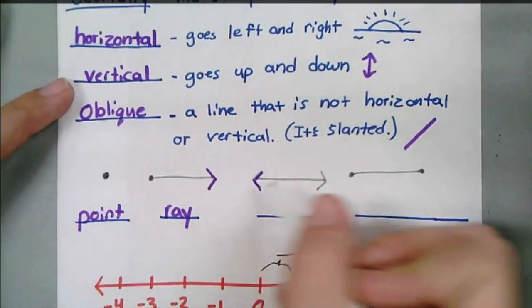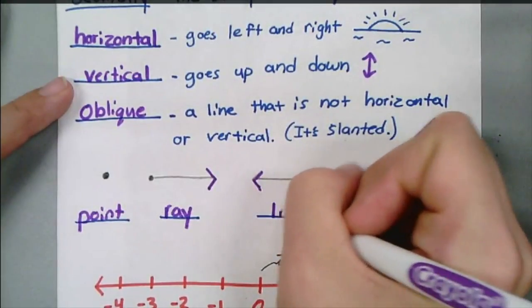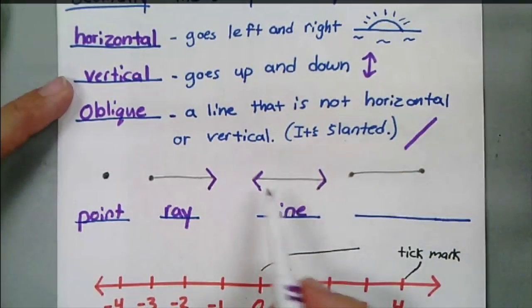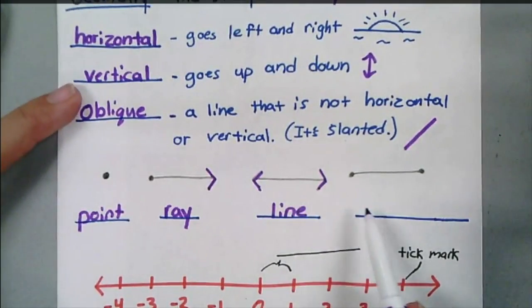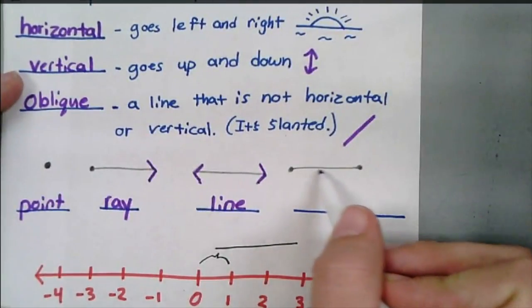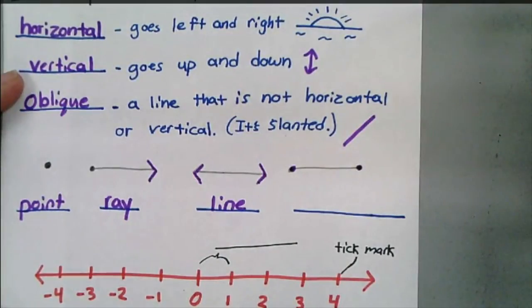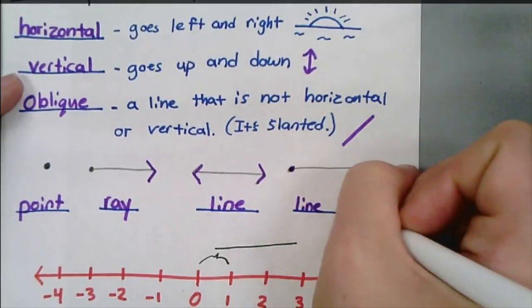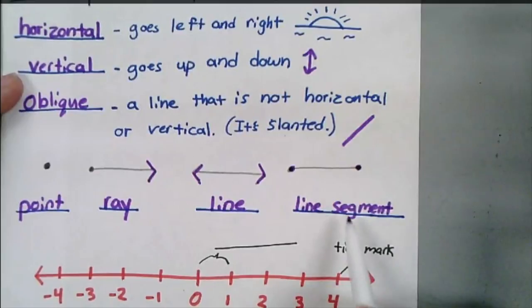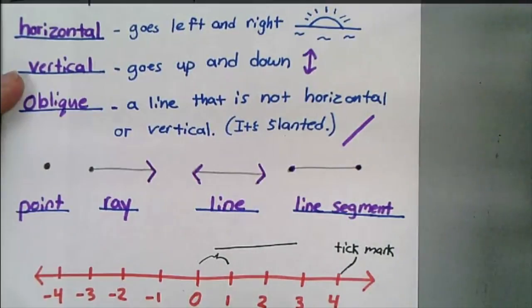If there's two arrows, then that is called a line. And lines go on forever in either direction. There's no stopping spot. What happens if we have a part of a line, but on the ends we have two different points? Well, that's called a line segment, because it's just a small part of the line. It's a segment of it. It's not the whole thing.